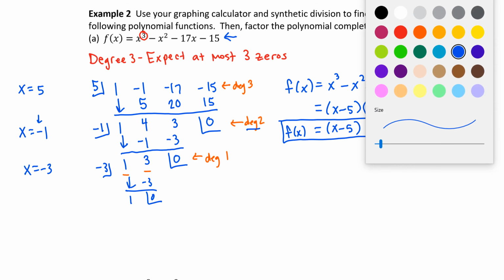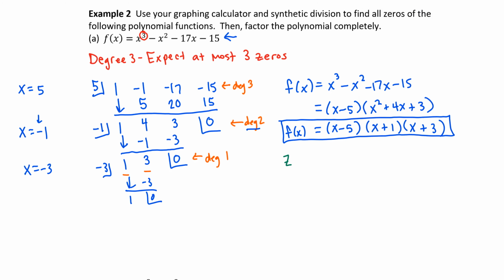So to be official, let's go ahead and list our zeros. We have the polynomial function factored. The zeros are 5, negative 1, and negative 3. I didn't get those in order left to right, but that is okay.